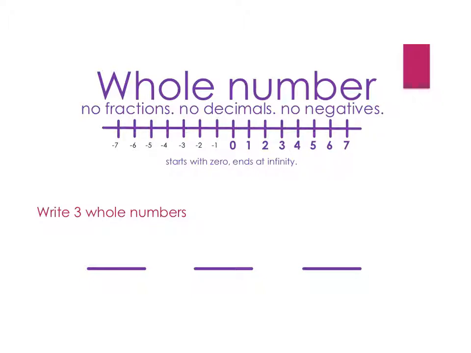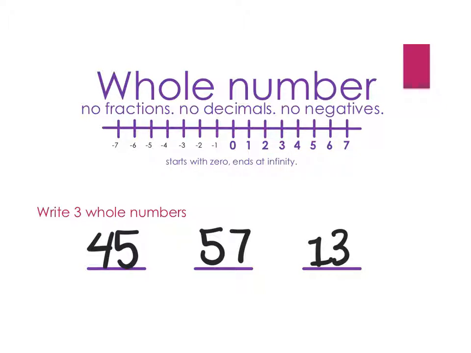Okay, I chose the 3 whole numbers. I chose 45, 57, and 13. All 3 of these are numbers that are not fractions, not decimals, and not negatives.